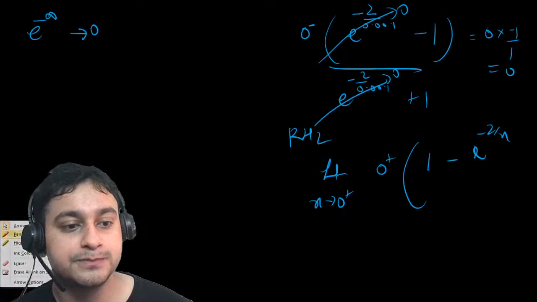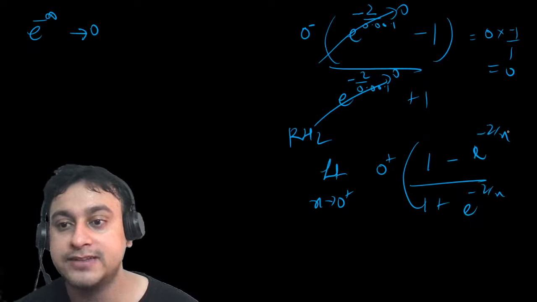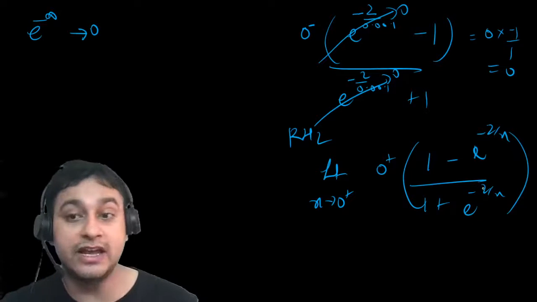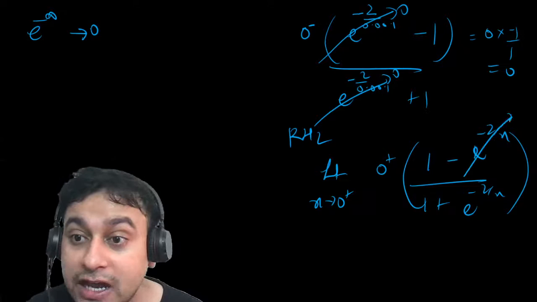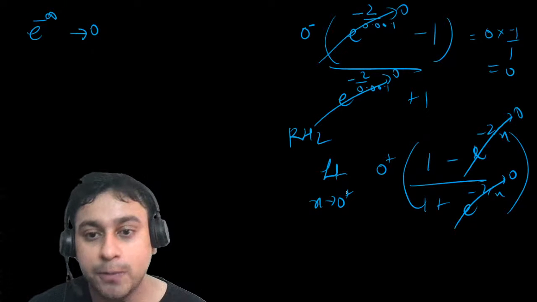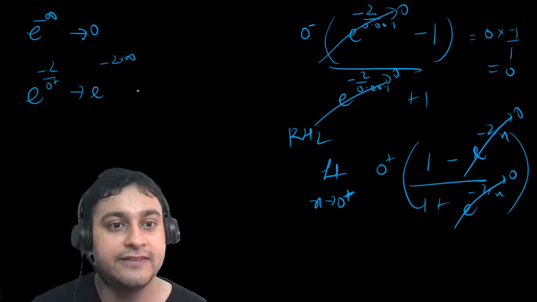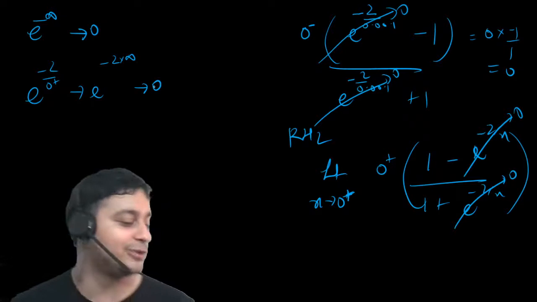This thing will become 1 plus e power minus 2 by x. Why did we divide by it? Because this part will now tend to 0. This part will tend to 0 because 0 plus is there, my dear friends. That is why e power minus 2 by 0 plus will be e power minus 2 into infinity, which is e power minus infinity, that will tend to 0.